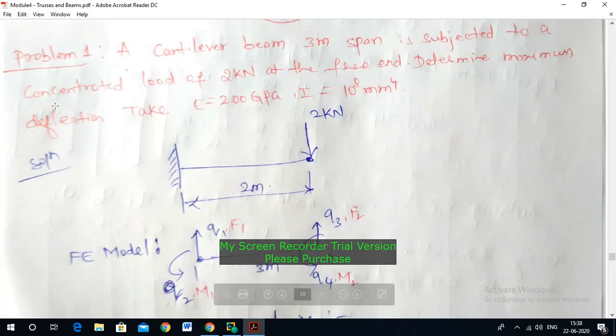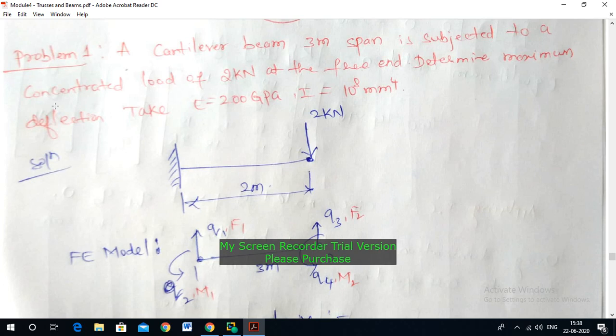Next, problems on beam. The first problem, the question I have written here: a cantilever beam of 3 meters span is subjected to a concentrated load of 2 kilonewton at the free end. Determine the maximum deflection. Take E equal to 200 gigapascal and moment of inertia for the cantilever beam is given as 10 power 8 mm to the power of 4. Make a note of this question.